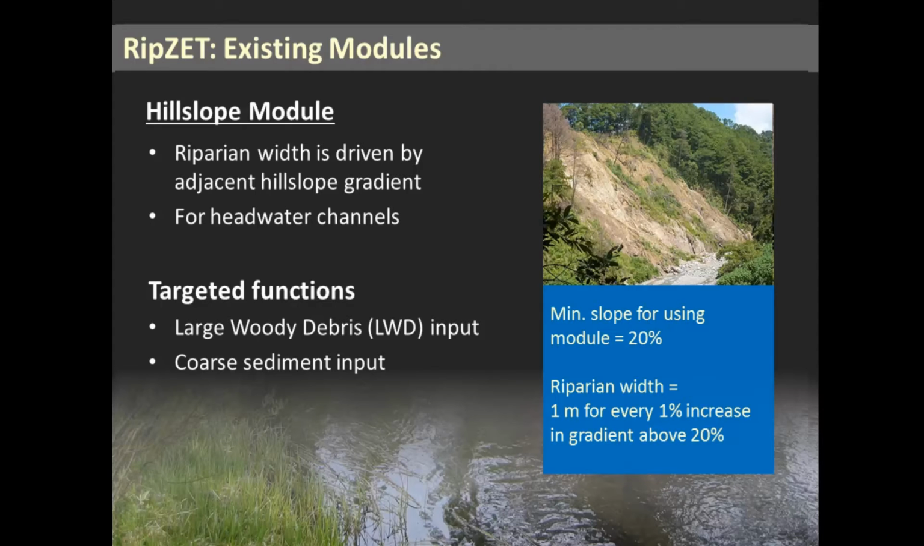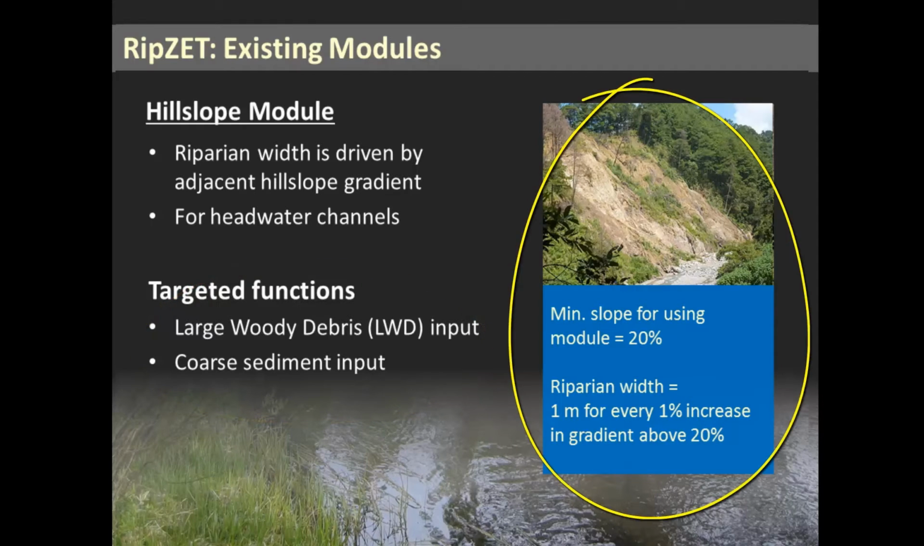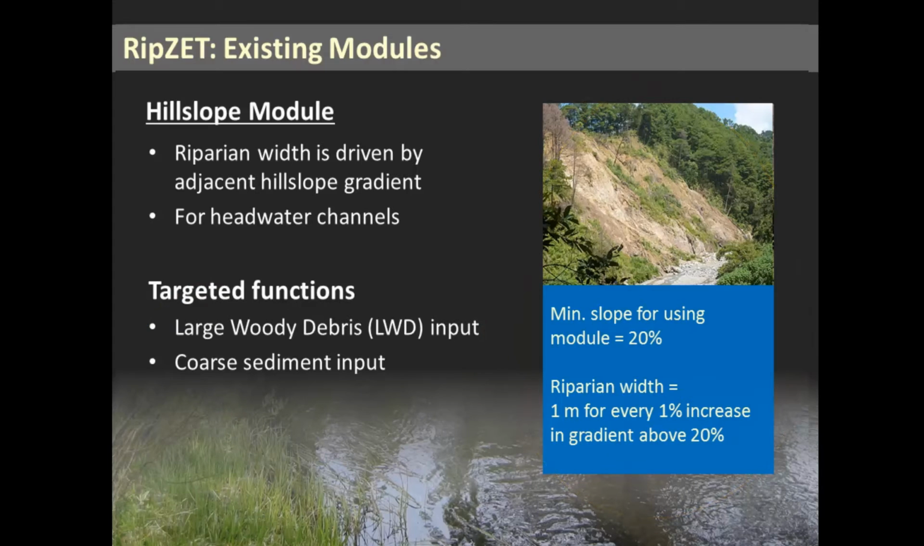And the targeted functions within this module are large woody debris input and coarse sediment input. And what we see here on the right is a channel location that is suitable for the hill slope module.